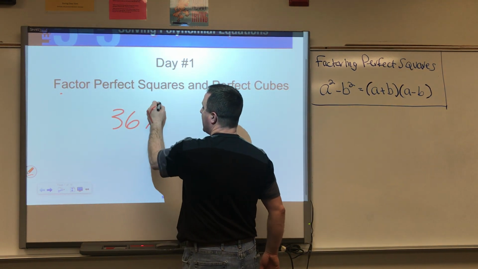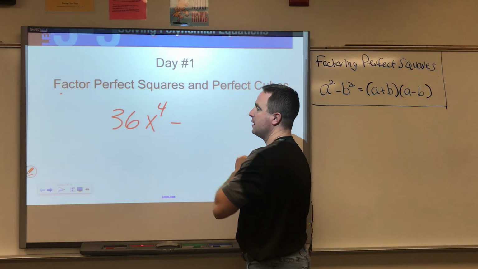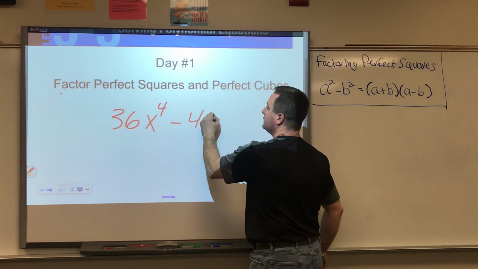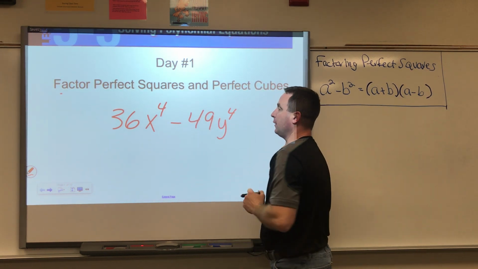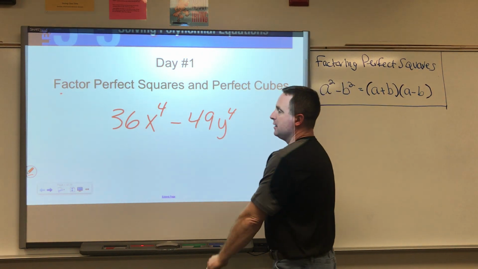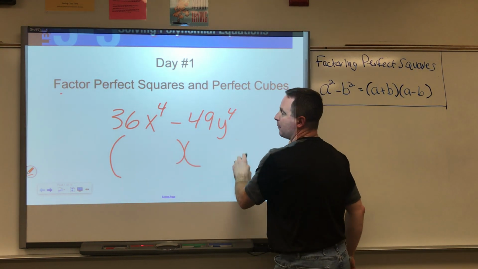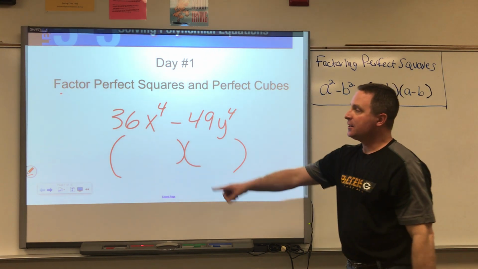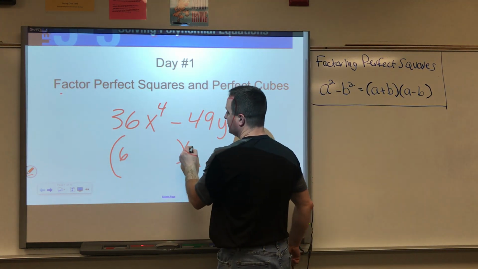36 x to the 4th minus 49 y to the 4th. Okay? Do we have perfect squares? I'm liking the numbers 36 and 49. The square root of 36 is 6.